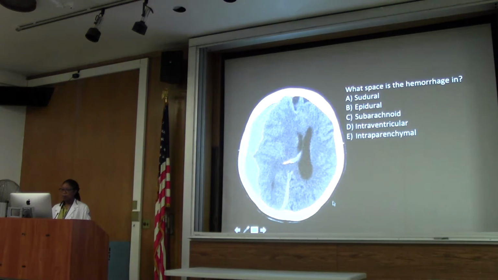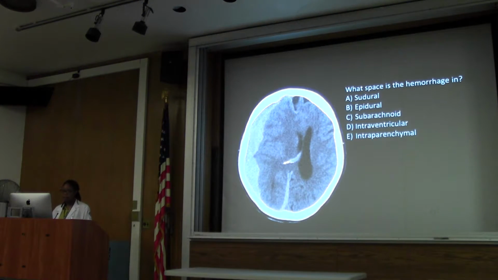Okay, what about this one? What space is this hemorrhage in? Very good, it's a subdural space. We see here, again, an extra-axial hyperdense, semi-lunar shaped collection that's compressing the brain parenchyma and causing a midline shift to the left. In addition to that, there's also some blood tracking into the interhemispheric fissure. Okay, so this is subdural blood.